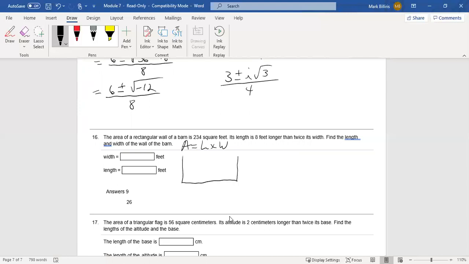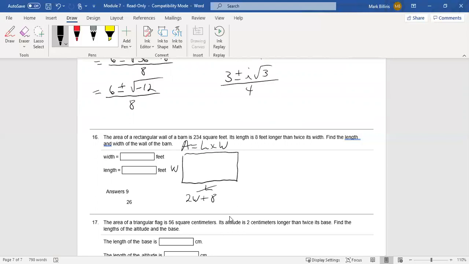Now it gives us a relationship between the length and the width. So in this case, let's go ahead and just write length and width on our drawing. It says its length is 8 feet longer than twice its width. So in place of L, it is 8 feet longer than twice. So twice the width is 2w, plus 8, because it says 8 feet longer.